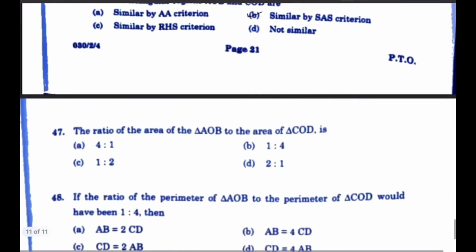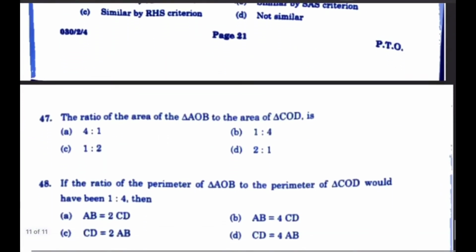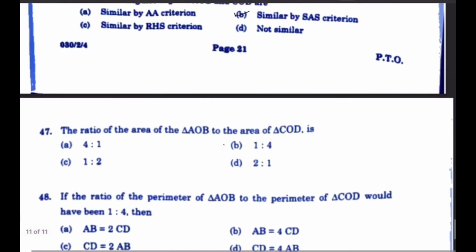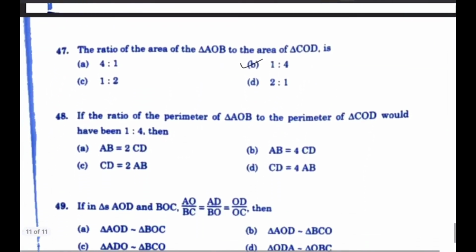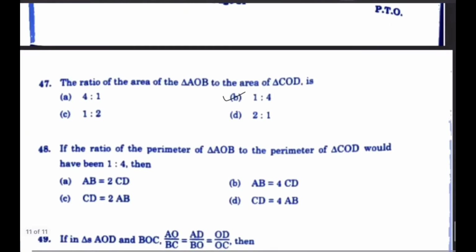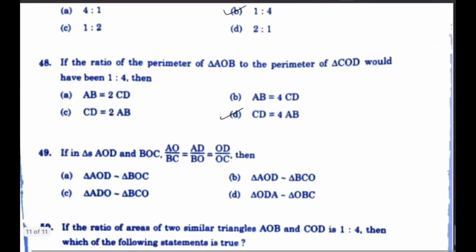The next thing, the ratio of area of AOB to area of COD. This is the square, 5 half, so it should be 1 by 4. AOB, COD, so yes, 1 by 4. Ratio of perimeter of AOB and COD. Okay, ratio of perimeter would have been 1 by 4. Then ratio of sides will be exactly the same. So AB has to be 1/4 of CD. So yes, CD equal to 4AB. Yeah, that kind of makes sense.